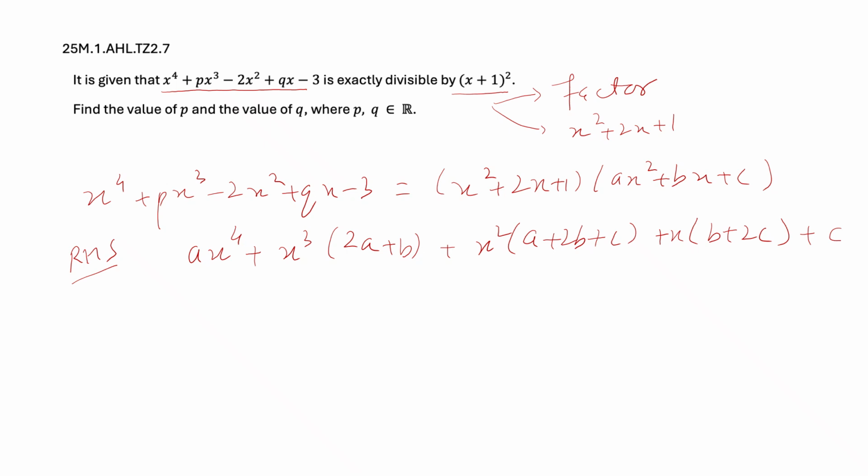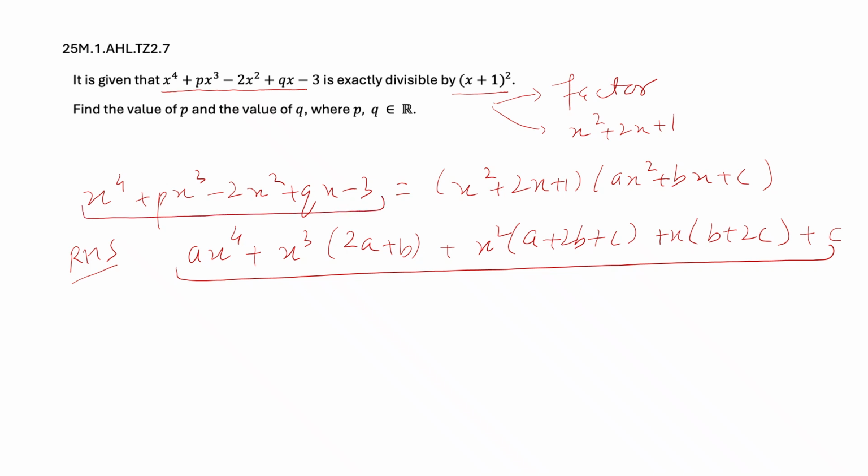Now if we compare this RHS equation with this equation, we can say that my a value is 1 directly and my c value is -3. And if we compare all other coefficients, x cube to x cube, we will get this equation. If we compare the x square coefficient, we will get this. And if we compare the x coefficients, we will get this.